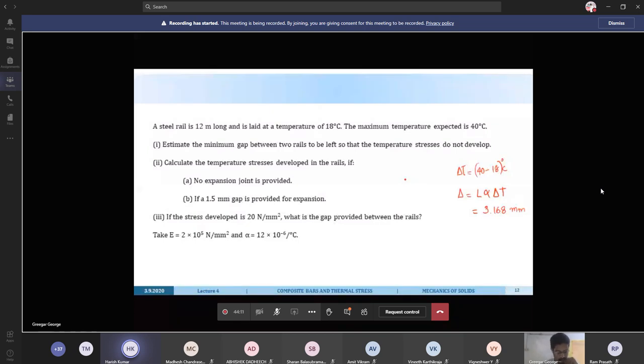So second is to calculate the temperature stresses. For no expansion, the formula to be used is delta equals PL by AE, where delta we found as 3.16. We equate it to PL by AE, and for the B part we need to use the sigma part, so 3.16 minus 1.5 for the B part. For the first part, can you calculate the temperature stress? Yes, sir, I'll do it and tell you.